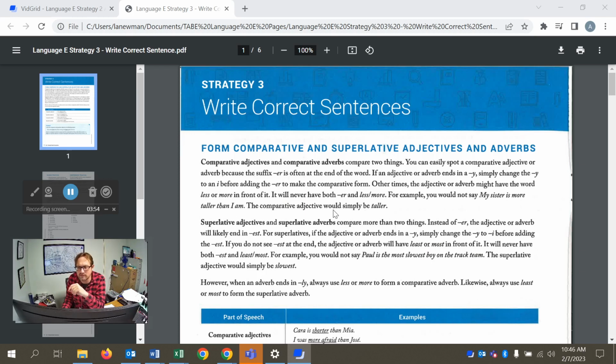Other times, the adjective or adverb might have the word less or more in front of it. It will never have both er and less or more. So the less or more is taking care of the comparative form. You don't need an er suffix, otherwise you've repeated yourself. For example, you would not say, my sister is more taller than I am. You would just say, my sister is taller than I am.